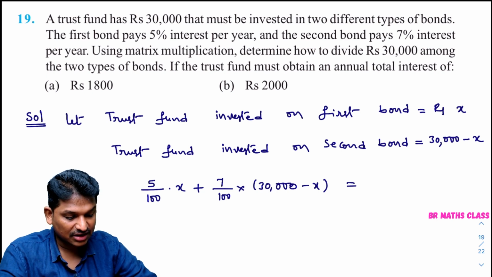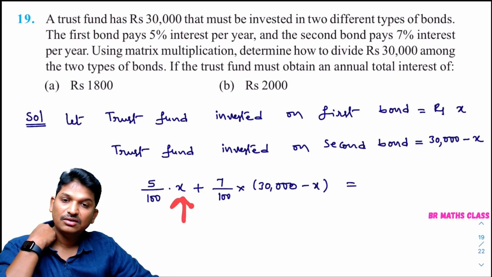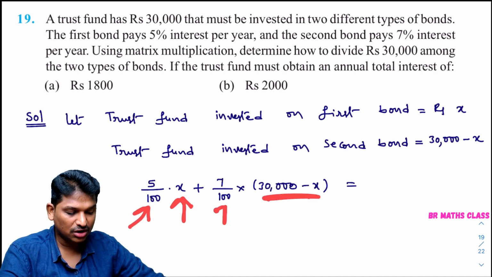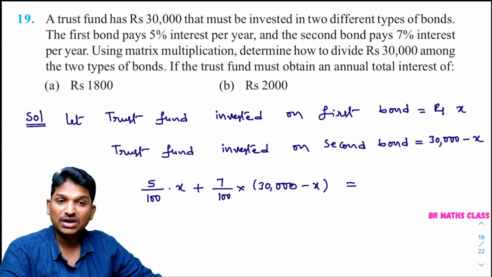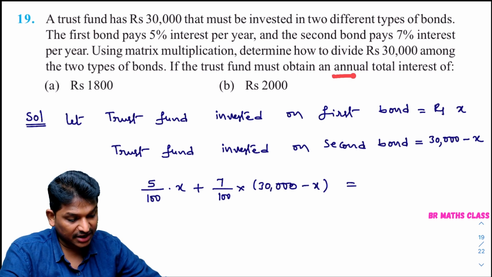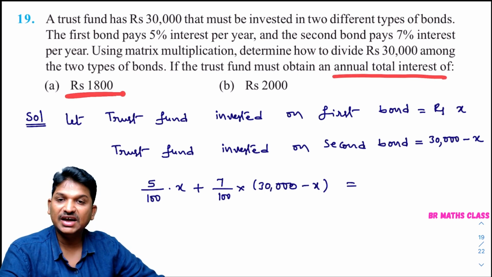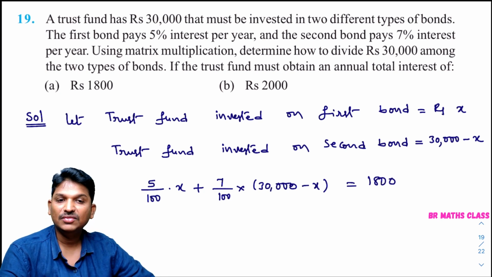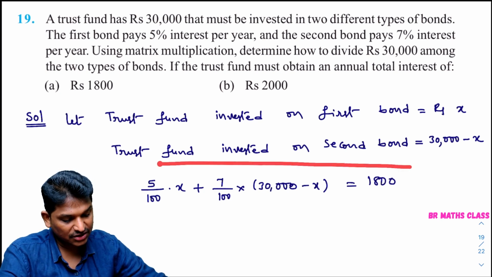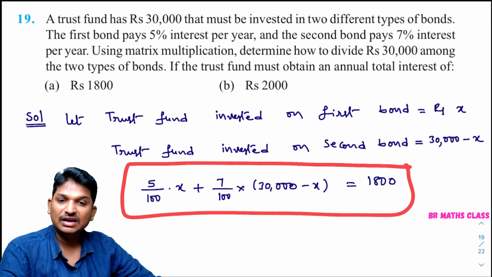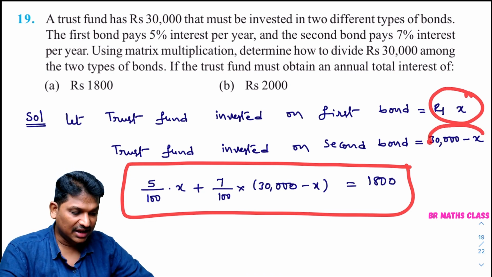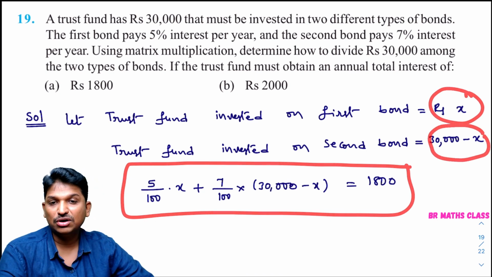See here, this rupees x, on this first bond we will get 5% interest, on the second bond we will get 7% interest. What they are saying, you must obtain an annual interest of rupees 1800, equal to 1800. This is the equation. If I use this equation, I will get x value. X means what amount we invested on first bond. From that we can calculate what amount we invested on the second bond.